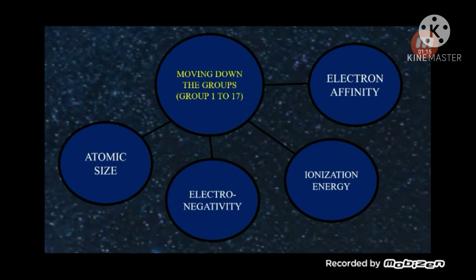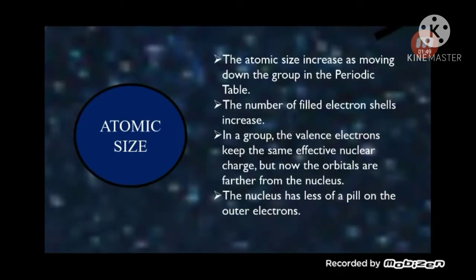For this one, there are four things in changes in physical properties: the first is the atomic size, the second is the electronegativity, the third is ionization energy, and the last one is the electron affinity. Okay, let us look at the atomic size.